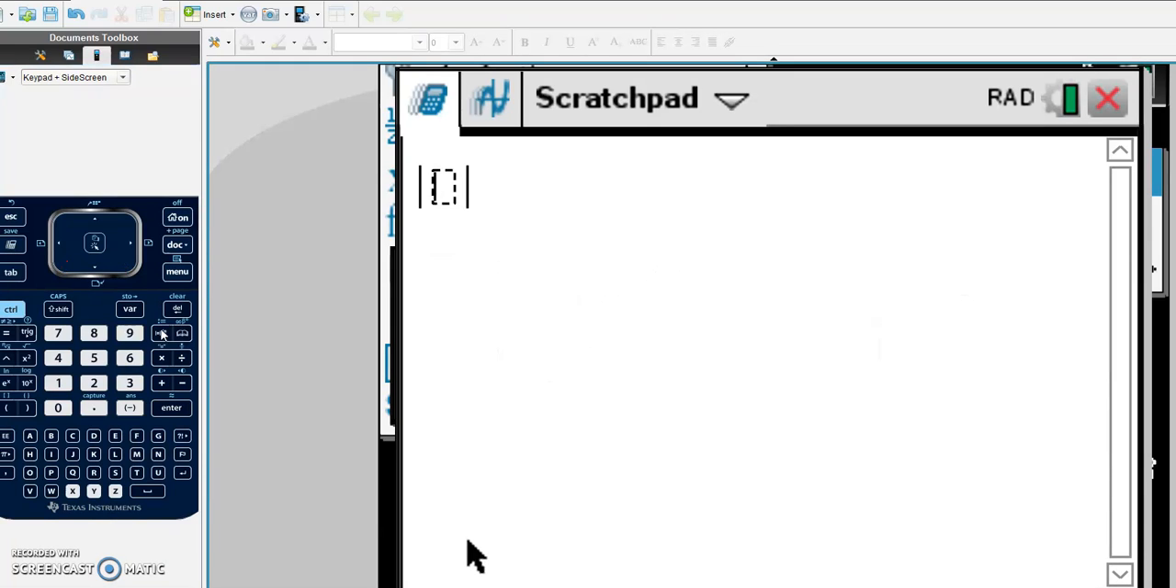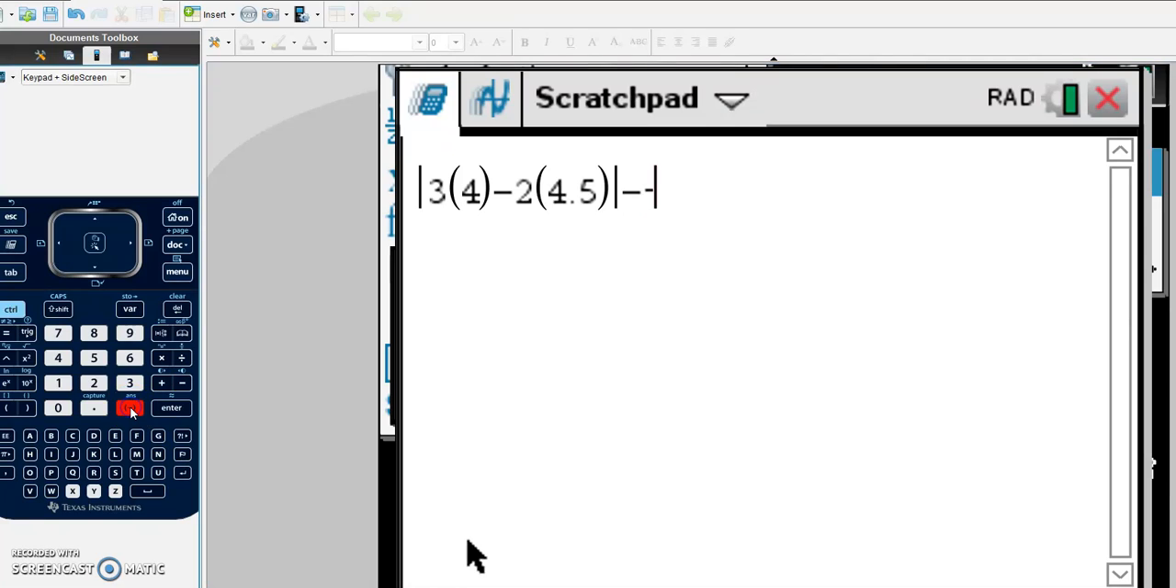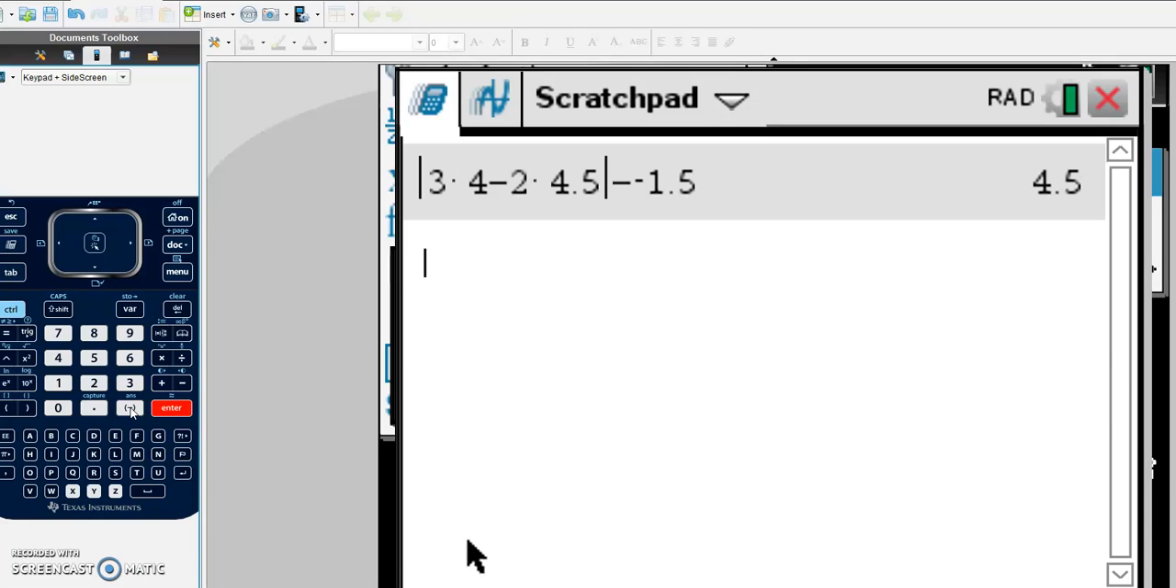And then I'm going to do 3 times 4, so I'm going to do 3, and then I like to put my multiplication in parentheses. And then minus 2, I'm multiplying that with my w, which was 4.5. And then that's the only thing in my absolute value bars, so I need to arrow outside the absolute value bars. And then I have minus, and then my q, remember, was a negative 1.5. So if I put negative 1.5, we should be good. And I hit enter, and there's my answer, which was 4.5.